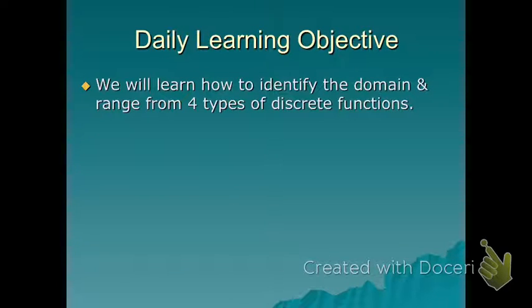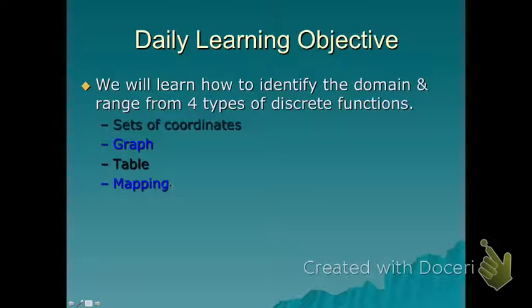So today's daily learning objective is we will learn how to identify the domain and range from 4 types of discrete functions. The first one we're going to start with is sets of coordinates. The second one is a graph. The third one is from a table. And the fourth one is from a mapping.